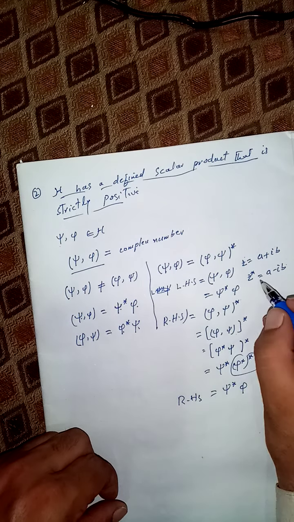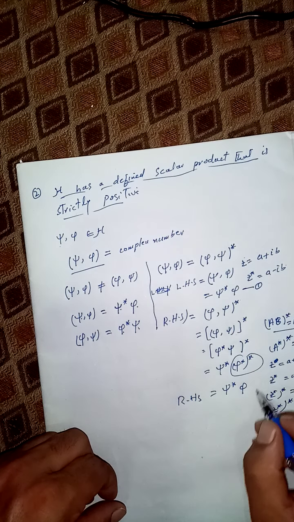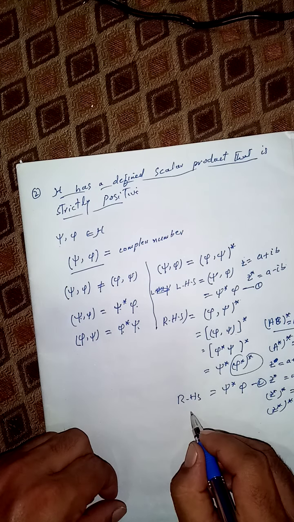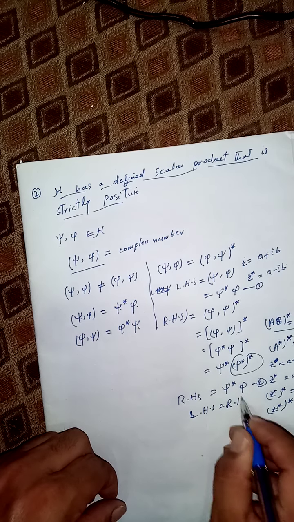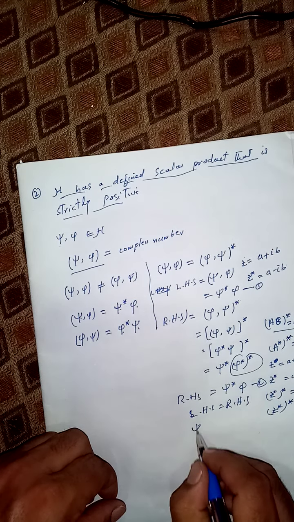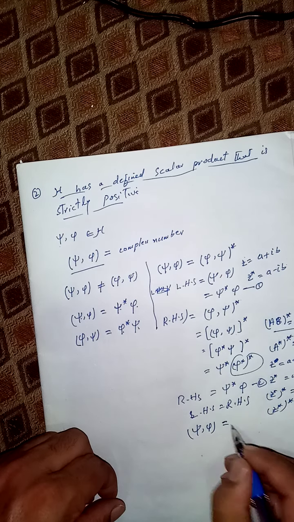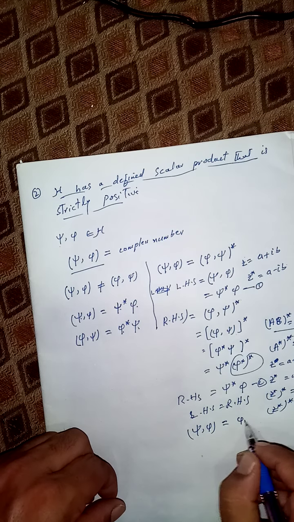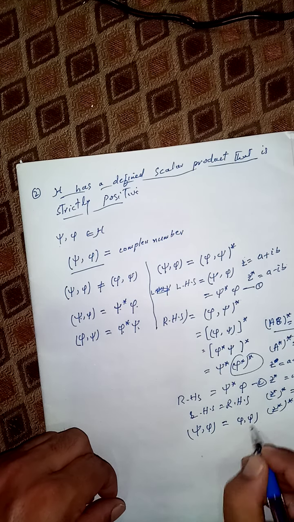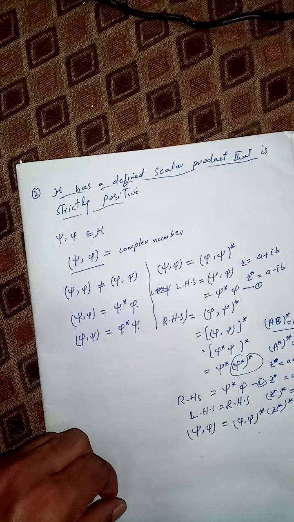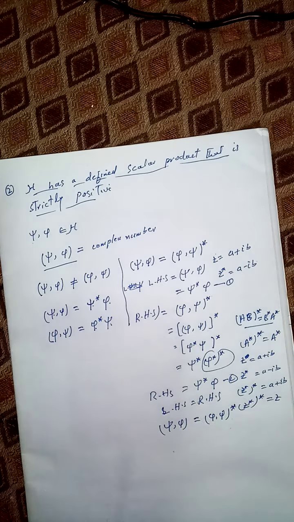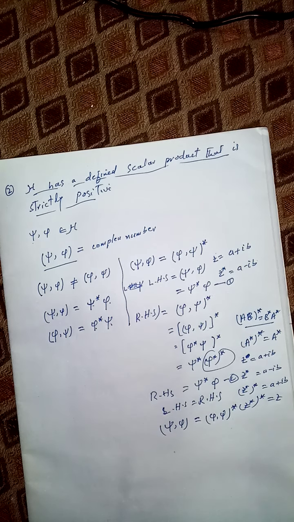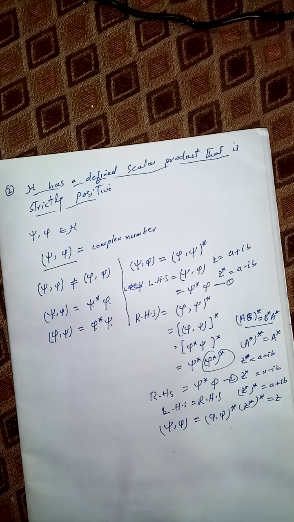If we compare the two equations 1 and 2, we see that left hand side is equal to right hand side, which means that psi over phi is equal to phi over psi with complex conjugate. In the next video, we will discuss other properties of Hilbert space.